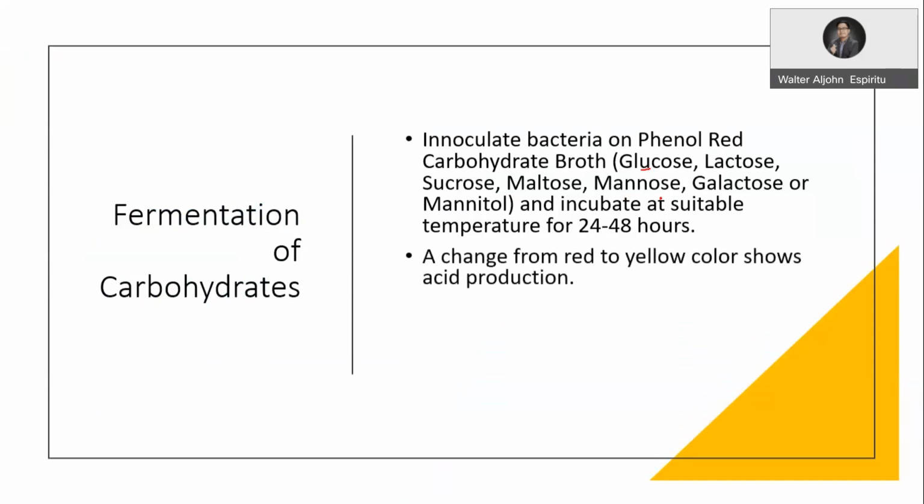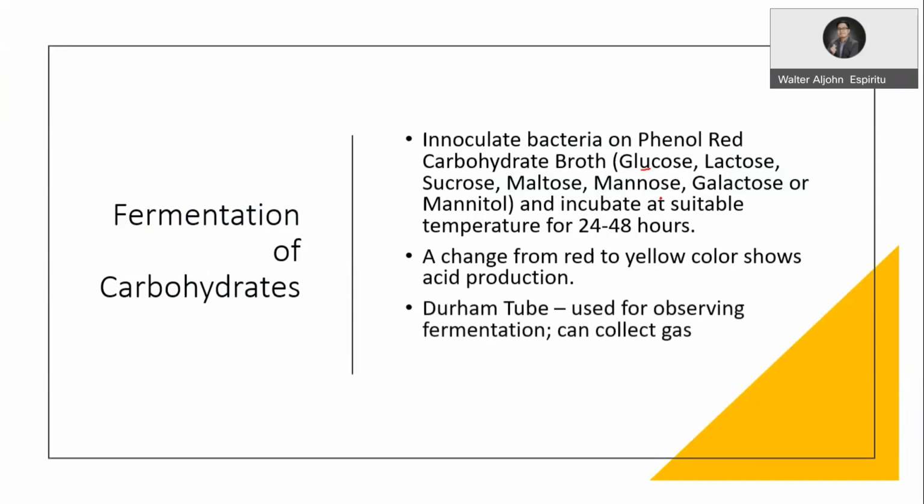After 24 to 48 hours, if there is a change of color from red to yellow, it means acid production. So technically, the sugar has been oxidized to an acid. Here, you can also use a Durham tube in order to assess the production of gas. So here's an example. The sugar medium contains 1% sugar, and we will assess if the microbe can metabolize this particular sugar.